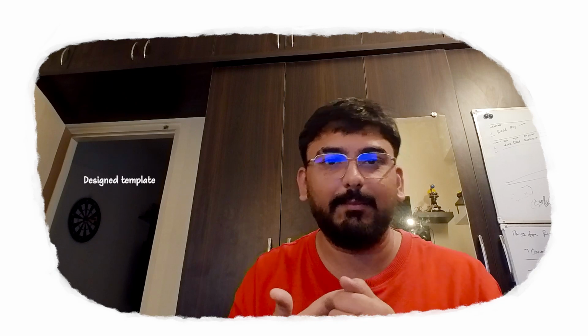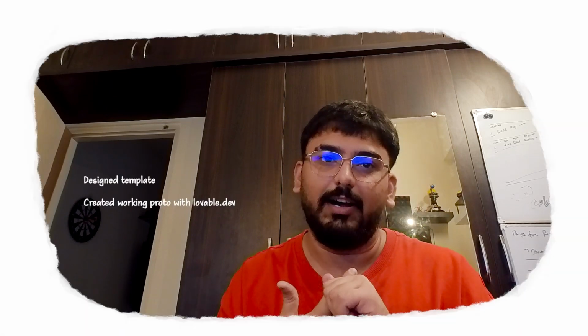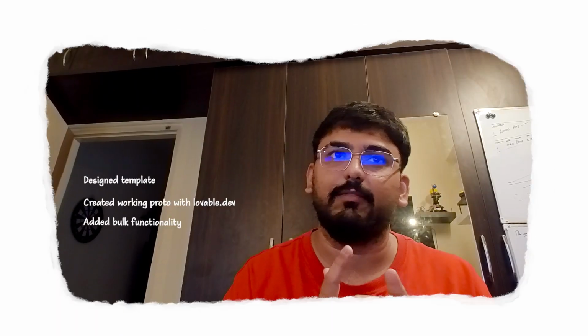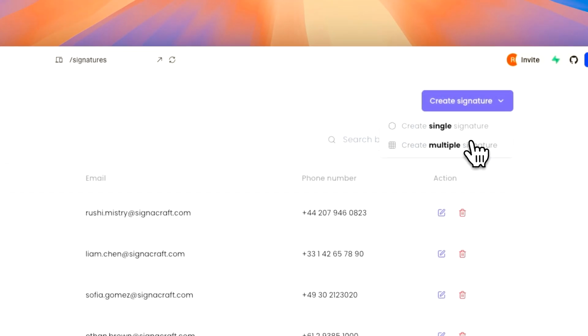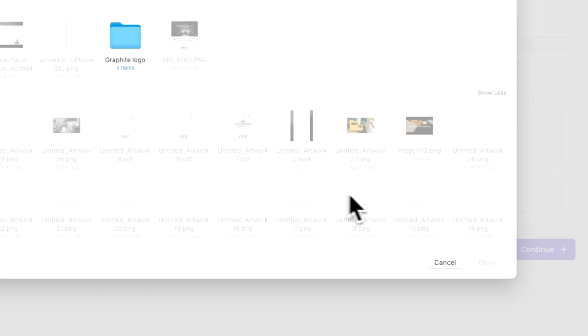Back with episode 6. Before we jump into episode 6, let's discuss what we have done till episode 5. In episode 5, we designed the templates and wired a working prototype on level.dev. Secondly, we added a bulk functionality where users can generate multiple signatures at the same time, and also manage those signatures in the same place.